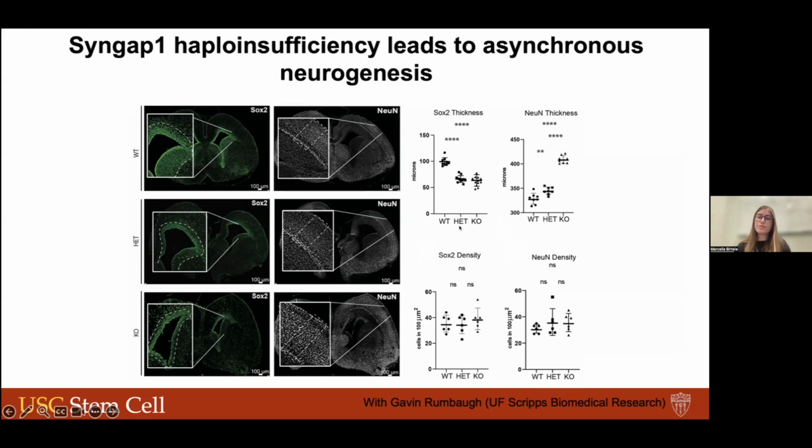This is also in line with findings in other models, such as Xenopus, where they also found that SYNGAP haploinsufficiency alters the ratio between progenitors and neurons, indicating that this phenomenon and this function for SYNGAP is shared and maintained across different species.